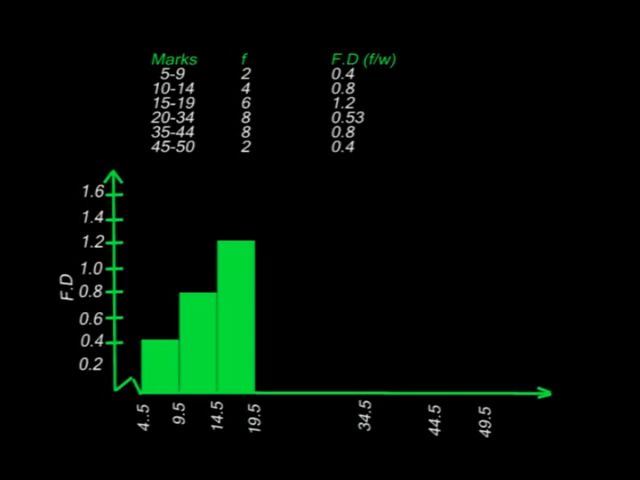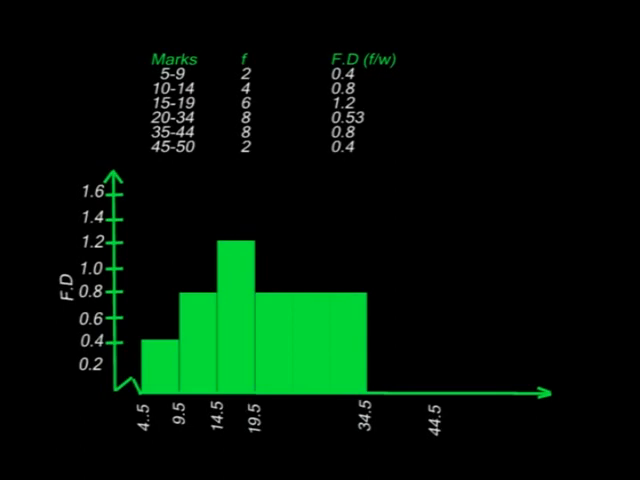Next, we have the class between 20.5 to 34.5. That is an interval of 15. Now that will be 3 times as wide as the first 3. So there we have the bar and the frequency density is 0.8.